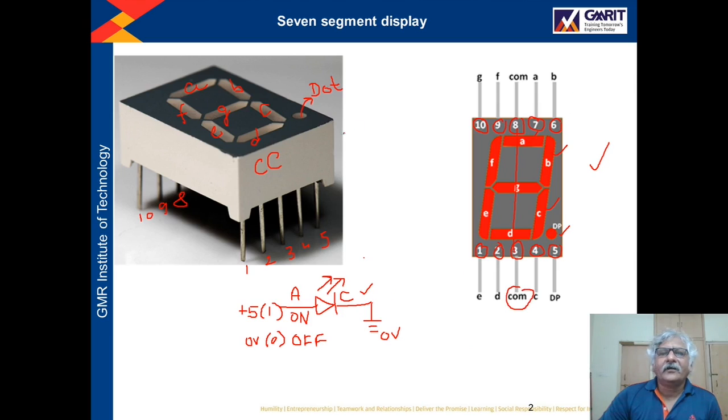Suppose this is your common cathode type of 7 segment display. What we can do is connect this common pin to ground. By connecting it to ground, the cathode terminals of all the LEDs of all the segments will be permanently connected to ground. Now if you want to turn on LED B, at pin number 6 you have to apply binary 1. Then the LED connected at segment B will be turned on.